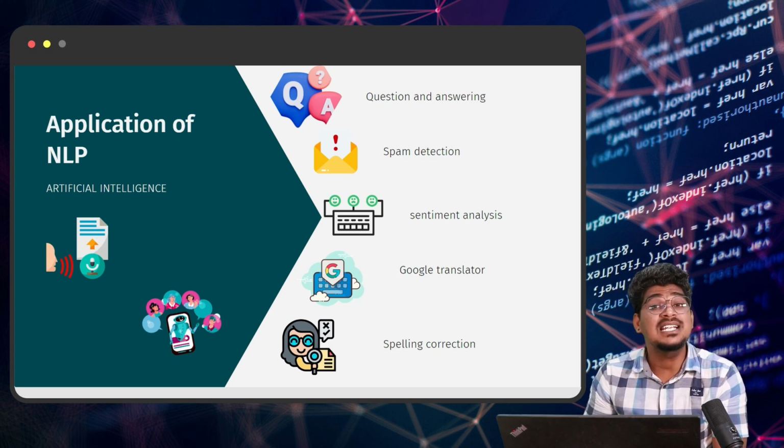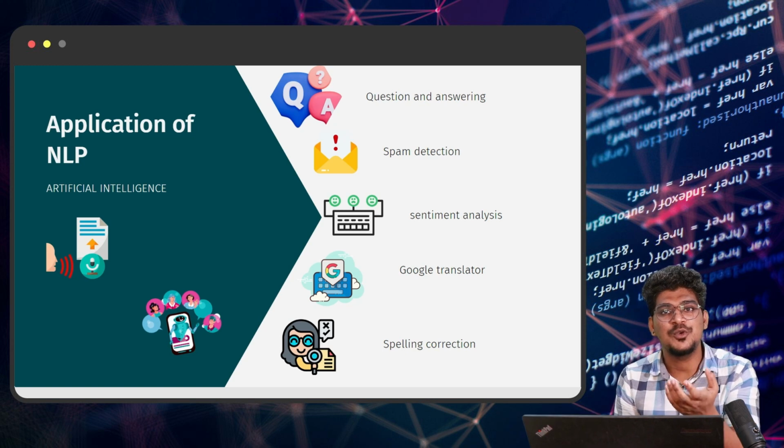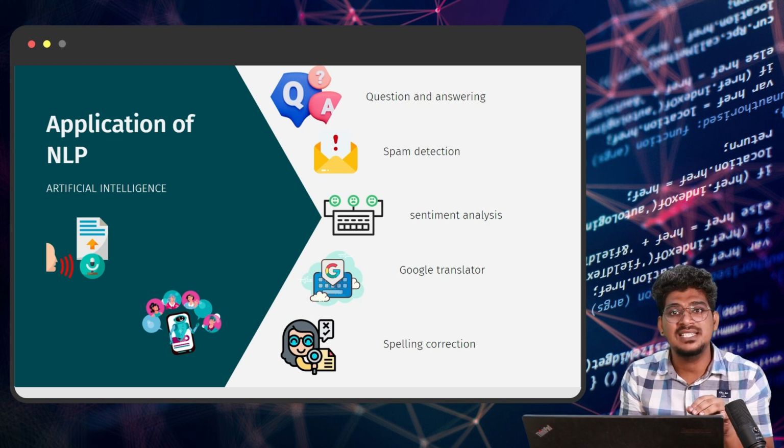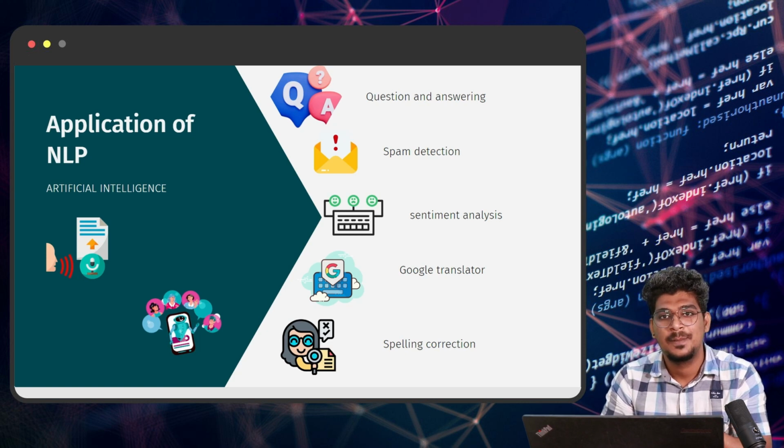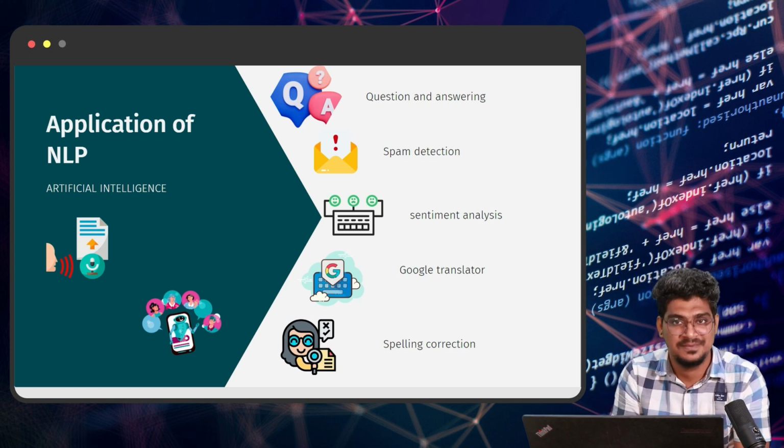And one more thing, the spelling correction. Maybe you are using Word or PowerPoint. When you are entering a particular word and you miss a character, it will automatically mark it with a red underline. When you right-click on that word, it will give the answer for the right word. So that is the spelling correction.